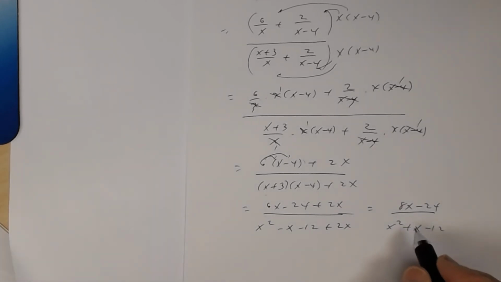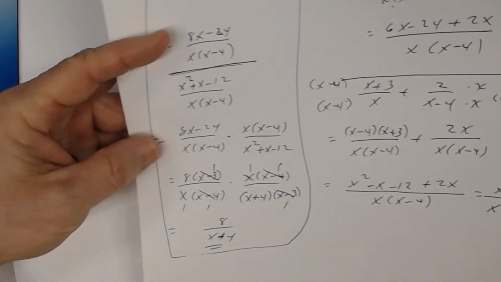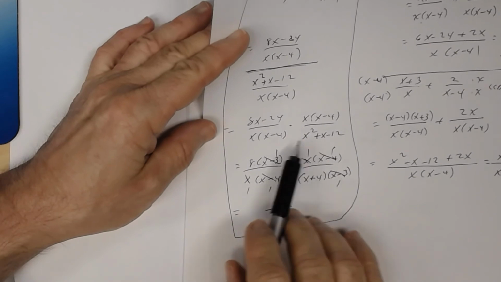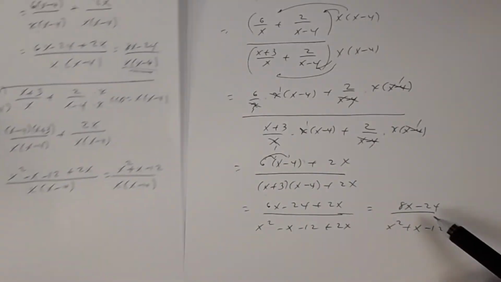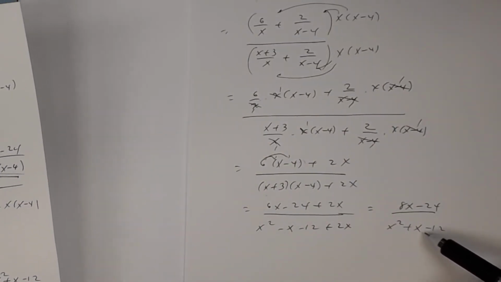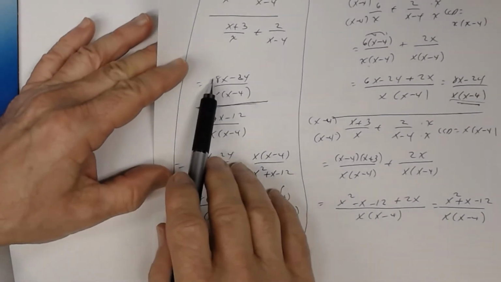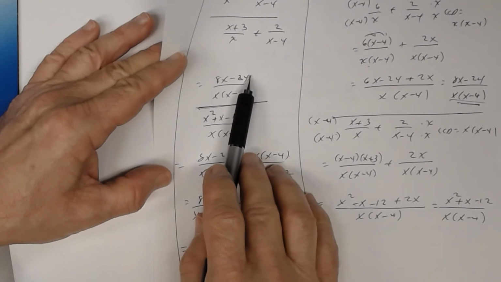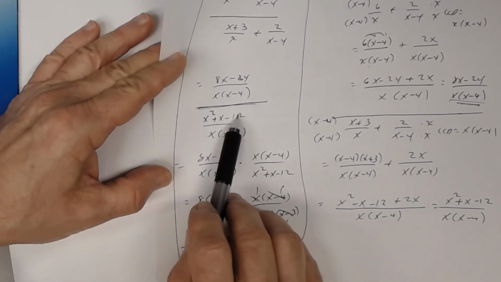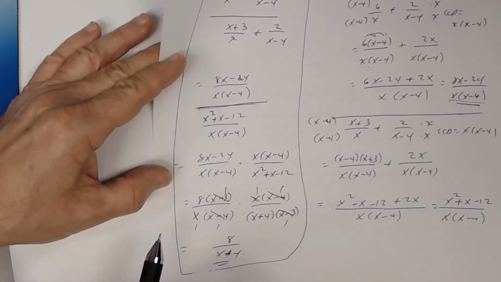Now you see this right here, if I can find it, so that's this 8x minus 24 and this x squared plus x minus 12? That is this right here, see that? And then this right here. That's what that is, okay?